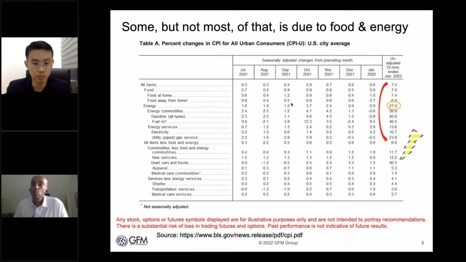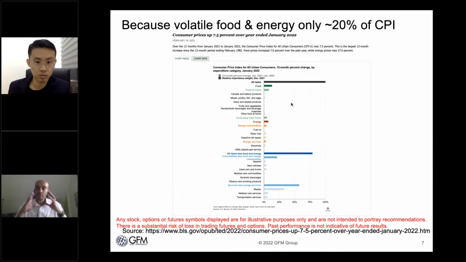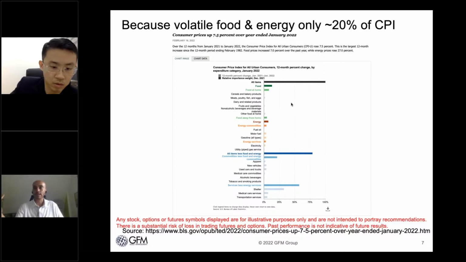Now, in terms of the weight, the food and energy prices are also something we pay attention to. Even though those are the most volatile, even though that's where we see plus or minus 40% swings in prices, we have 9% inflation, not 40% inflation, because food and energy combined are only 20% of the overall basket.